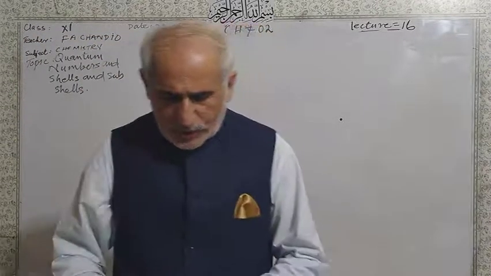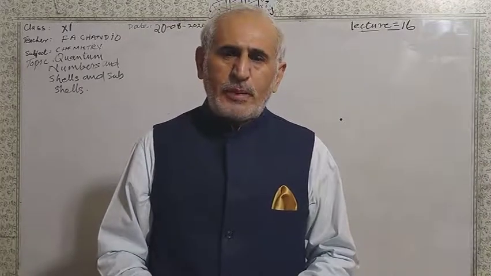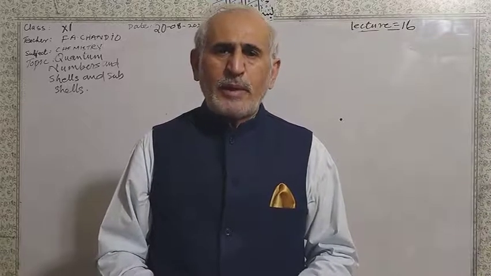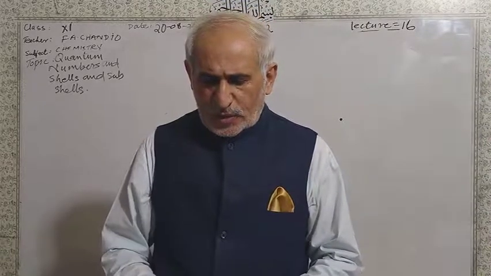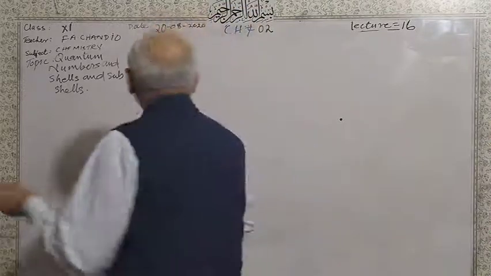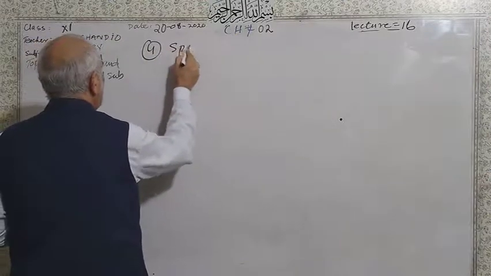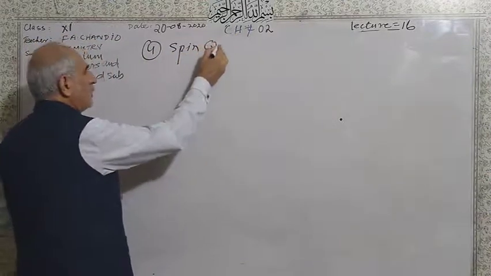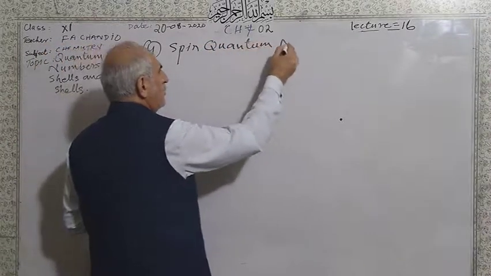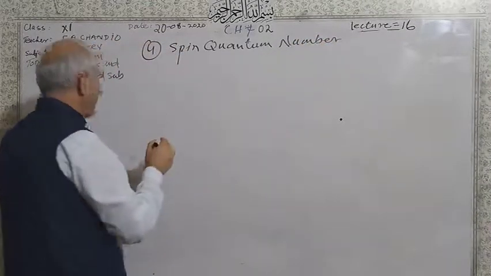So the last quantum number: we completed three quantum numbers, the principal quantum number, azimuthal quantum number, and magnetic quantum number, and a little introduction about the spin quantum number. The last one remained behind. That's number 4, called the spin quantum number.